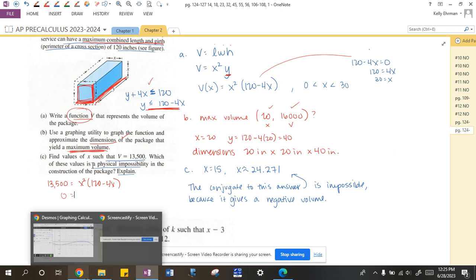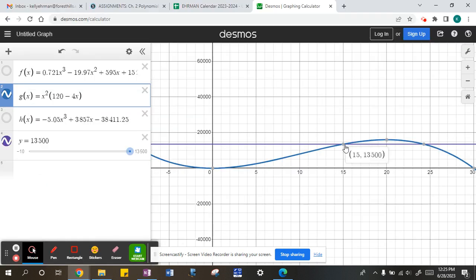For our AP test, we would simply just be on our calculator, finding these 2 points with decimals. If you're using a calculator on our AP exam, you do not have to find exact answers. You're rounding to 3 places.